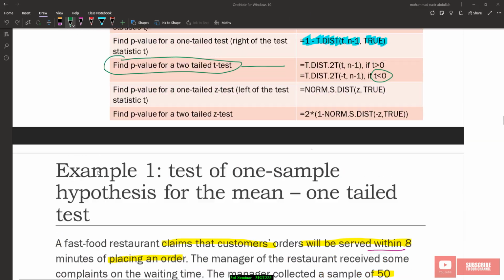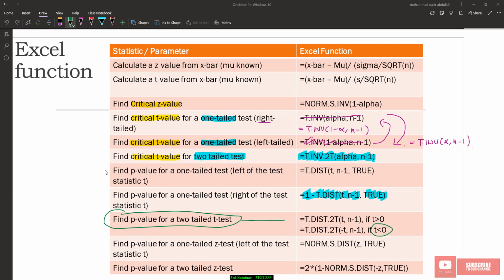So anything for the formula, you rujuk balik page number 82. Page number 82, semua formula ada kat sini. Benda yang sama. Okay?